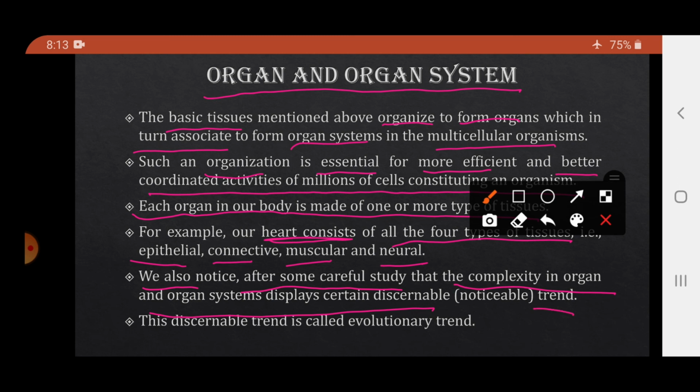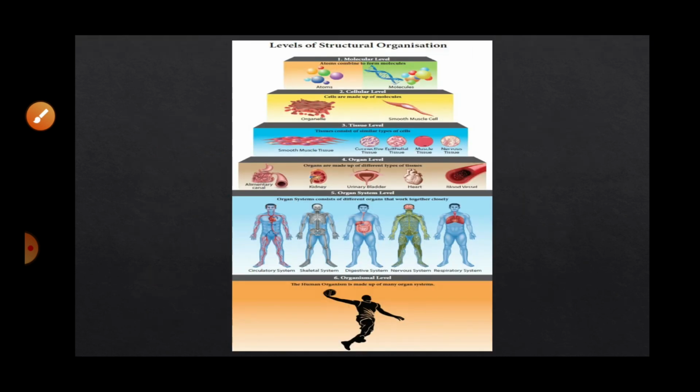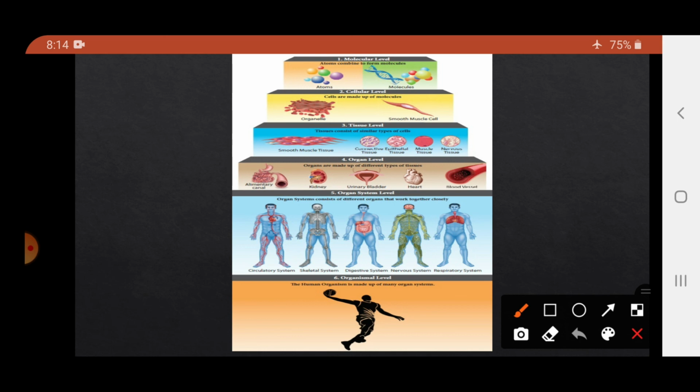Okay, जब आप organs या organ systems की complexity study करते हो तो you will see certain noticeable trend, कुछ changes, कुछ trend आपको organs में दिखेगा. This discernible and noticeable trend is called as the evolutionary trend. See students, these are the various levels of the organization. Here you can see, this is the molecular level कि जहाँ पे atoms and molecules होते हैं.